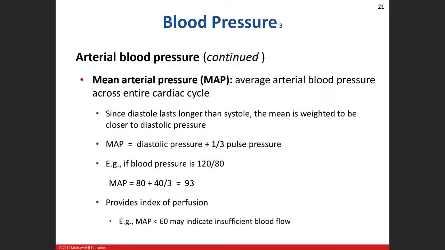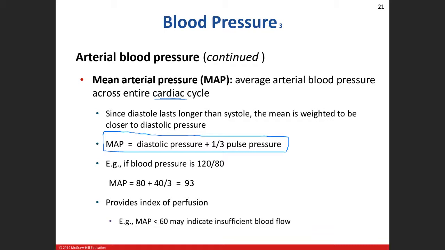So let's start off here with the arterial blood pressure. Like I showed on that previous slide, we're going to start off by talking about the mean arterial pressure, or the MAP. Basically, it's an average. We're going to take an average across the cardiac cycle, and then we're going to set a value to it. So here is the equation for it: diastolic pressure plus 1/3 of the pulse pressure.